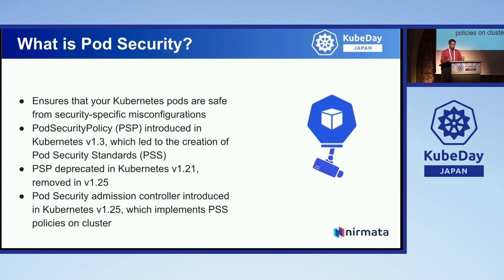Pod security standards were derived from the experience gained by implementing pod security policies. Pod security policies were introduced in Kubernetes v1.3, but they were deprecated in version 1.21, and finally entirely removed in version 1.25 of Kubernetes. But this removal did not just come as is. There was also a pod security admission controller, which was introduced in Kubernetes v1.25. It essentially enforces the pod security standards we have right now. It creates policies out of those and only deals with those standards as enforcements within your Kubernetes clusters, right?